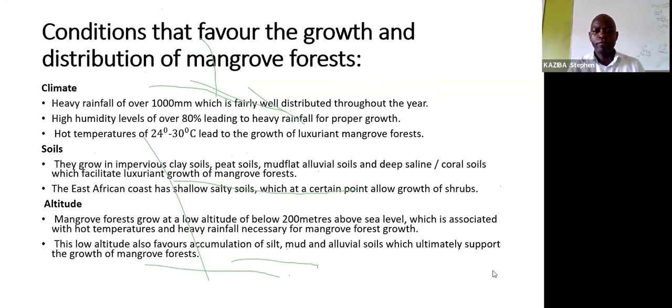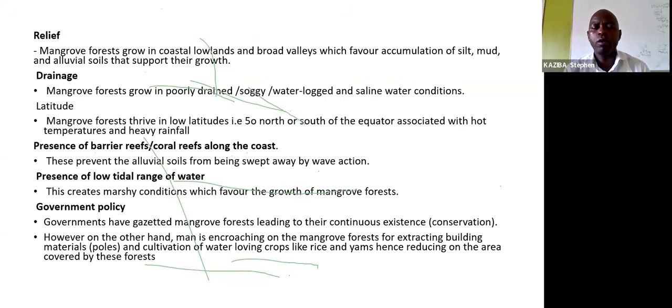So you talk about relief. Of course, they grow in the coastal lowlands and broad valleys where accumulation of silt occurs. Then drainage: they only grow in poorly drained areas, so you can only find them in soggy, waterlogged areas. Then latitude: they grow between 5 degrees north and south of the equator, because there it is associated with very hot temperatures, which favor the growth of these.